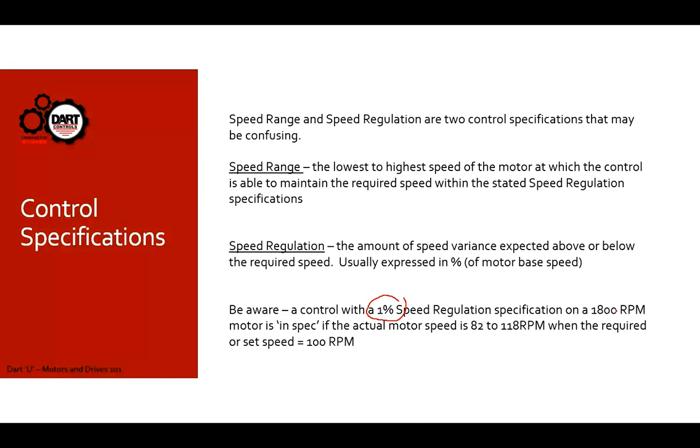At the higher speeds, that's quite acceptable. But at lower speeds, if I was trying to run that motor at 100 RPM, this is kind of where we get into trouble, and why I said before, you don't really want to run an 1800 RPM motor down toward 10% of its output, because the control and the motor can both be in spec and still have your actual RPM be anywhere from 82 to 118. So again, the speed range is the range of motor speed where the control is able to maintain that speed within whatever its stated spec is, typically 1%.